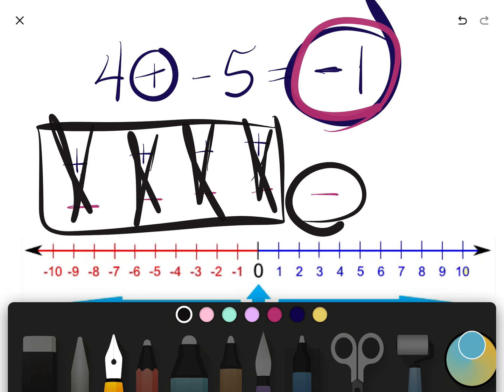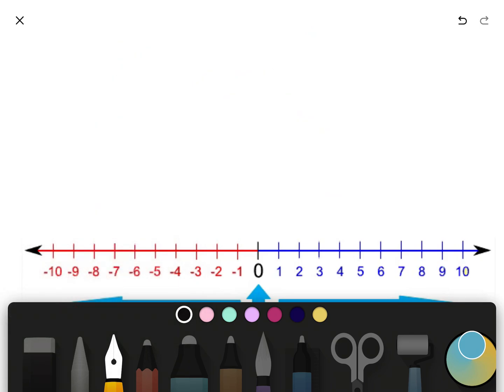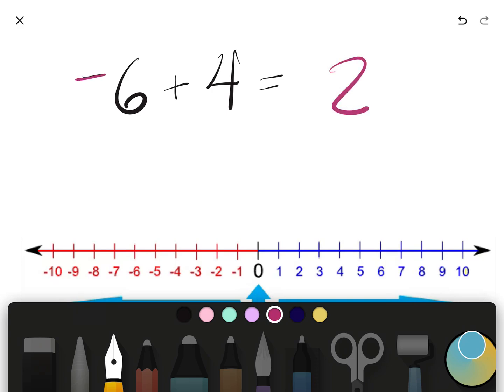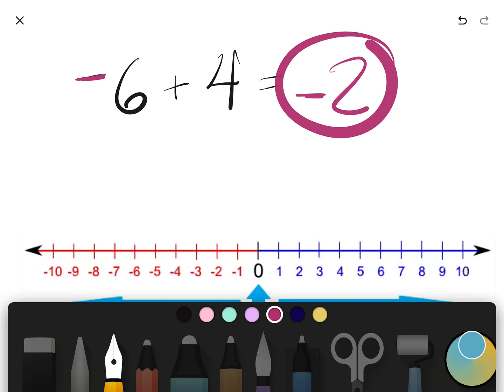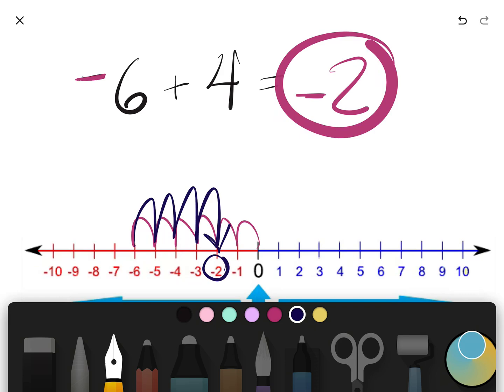So let's try another one. Negative 6 plus 4. Different signs, right? Negative and a positive, different signs, subtract, keep the larger. Now in this case, I got more negatives, so my answer is going to be negative 2. Negative 6, 1, 2, 3, 4, 5, 6, and positive 4, 1, 2, 3, 4. You end up here at negative 2.